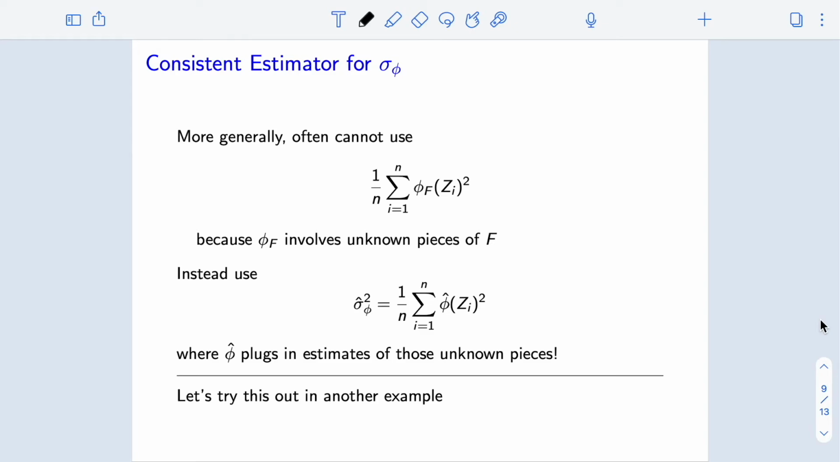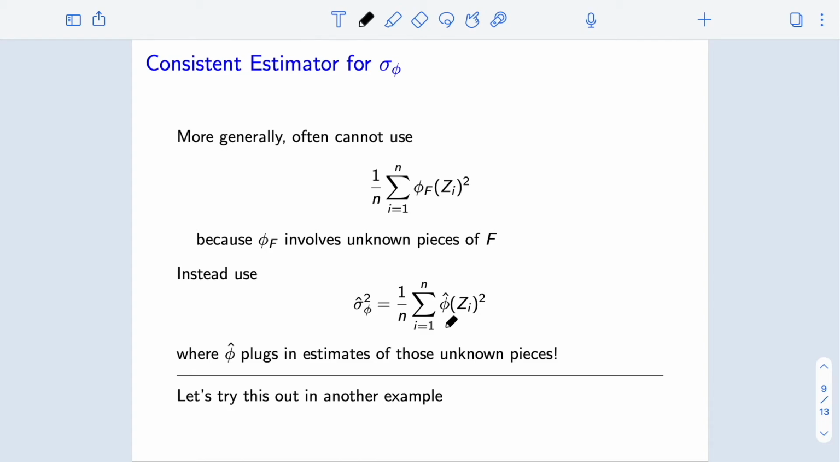And we generally can't use the most obvious proposal, which is just take the influence function, apply it to each observation, square it, and then average them, because this involves pieces of f that we don't have access to. So instead, what we do is we plug in estimates of those pieces of f. Sometimes those are called nuisance parameters. And I'm going to now denote that estimated influence function by phi hat.